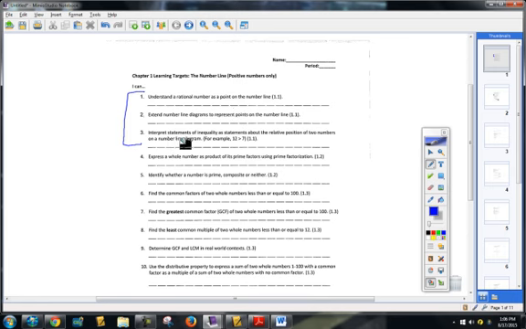And then finally, we're going to interpret statements of inequality as statements about the relative position of two numbers on a number line. So we'll talk about what that means. But an inequality just means greater than or less than. That's what we're talking about there. So we're going to be asking, is this greater than this, or is this less than this, that kind of stuff. So that's what we're going to cover here.